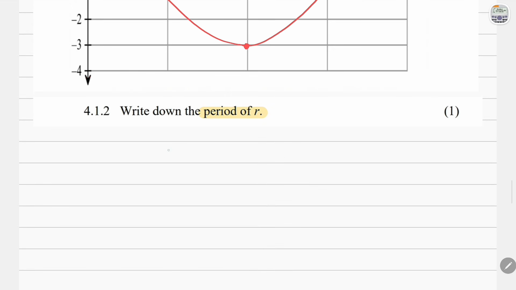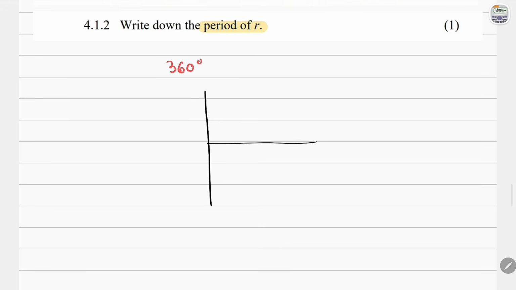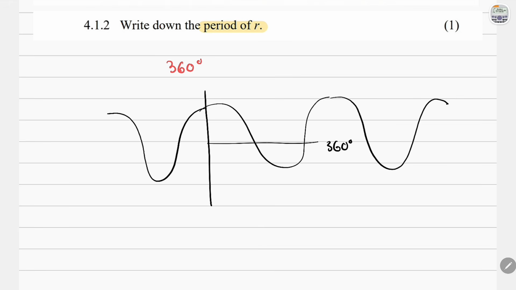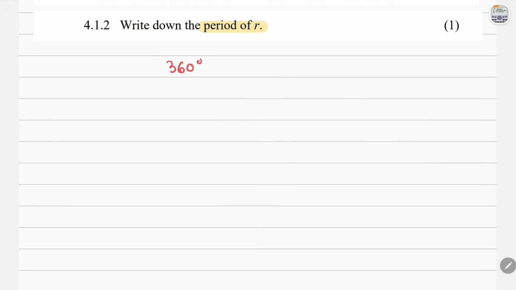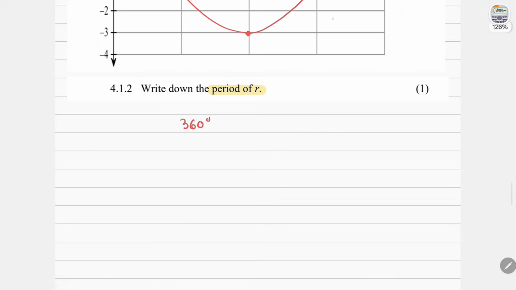So the period is 360 degrees. That's how long it takes to complete one cycle. Okay, so one cycle just looks like that. Then 360 degrees later, it will have the same pattern again, and 360 degrees before this, the same pattern. Okay, and that is our answer. Moving on to the next question.